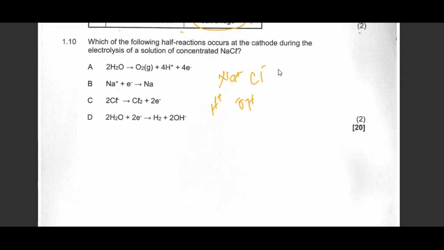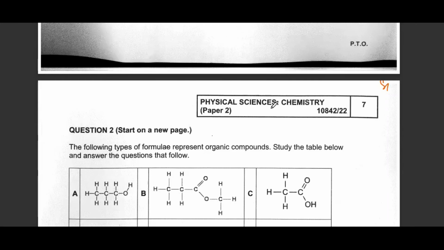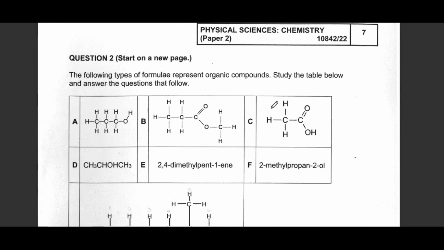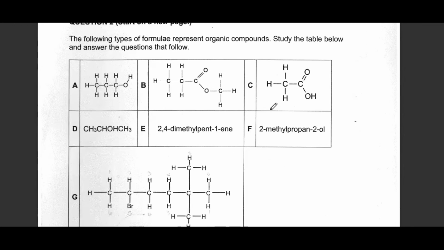So basically, what is being produced at the cathode? So this one is going to be preferred than this. So it means that this is going to be the most correct answer, which is D. Then this marks us the beginning of the second question, which is organic chemistry.